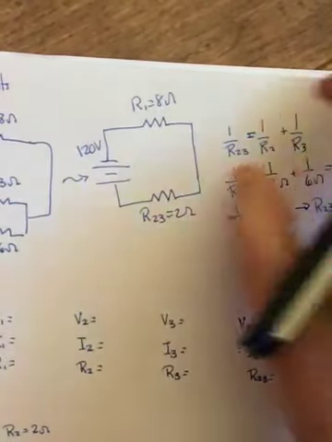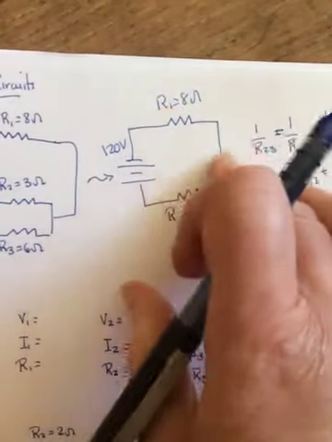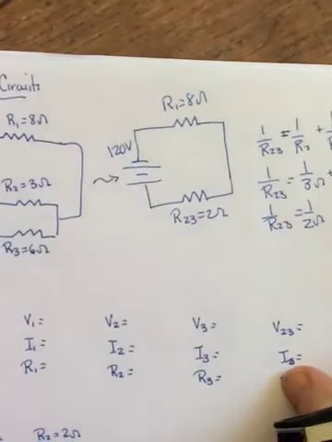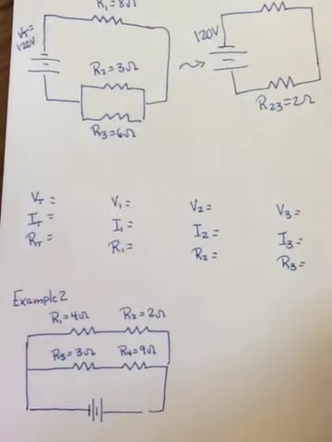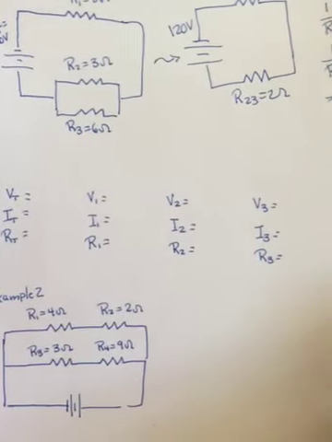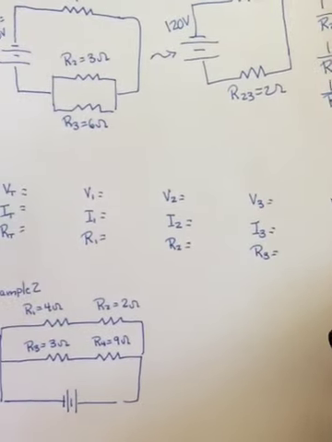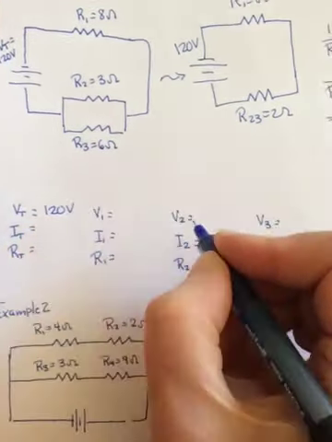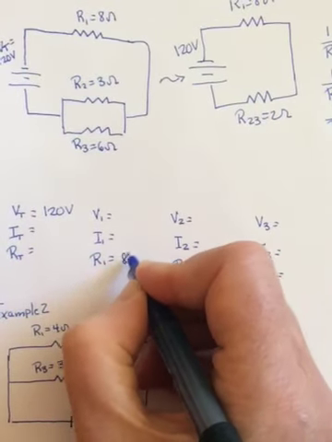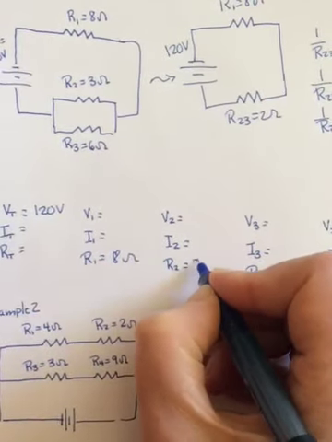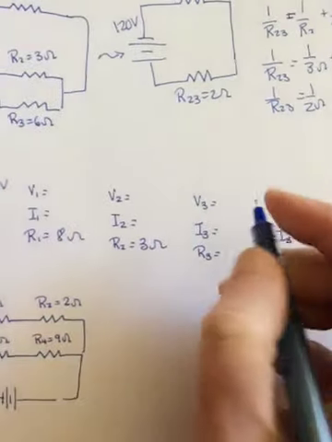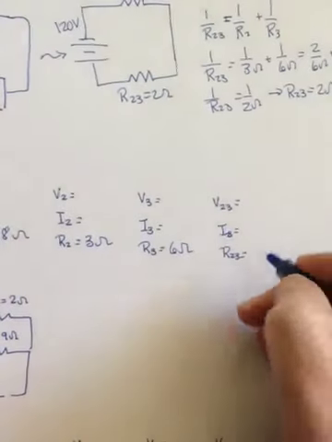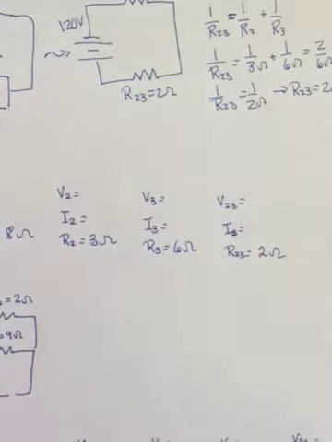Now I can solve. Okay, so once you've simplified it down to pure series or pure parallel, and this one's easy because it's only one step, but they will not all be this way, then you're going to build a table, and if you've printed out the notes that I posted for you, the table's there for you, and you're going to fill in what you know. So we know V total is 120 volts. We know R1 is 8 ohms. We know R2 is 3 ohms. We know R3 is 6 ohms. And notice I've made a column for my new resistor, R2,3, and it's 2 ohms.